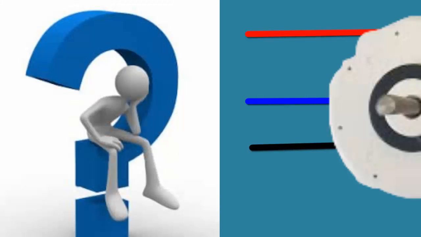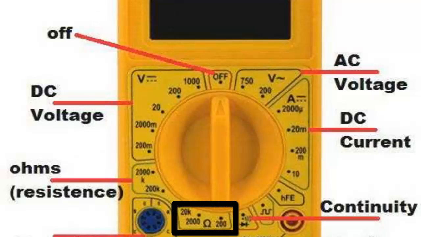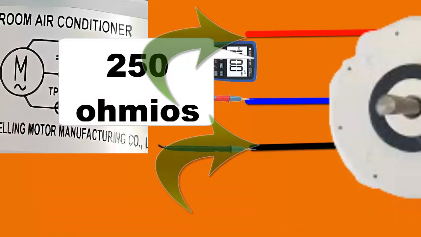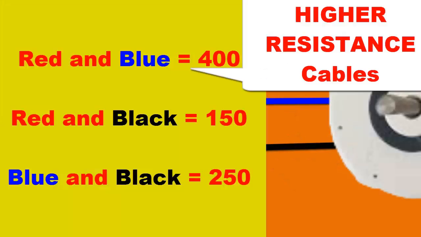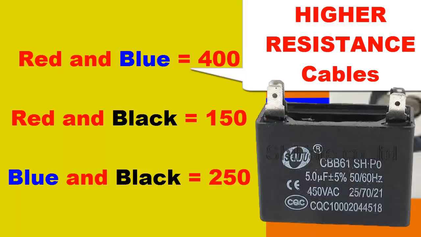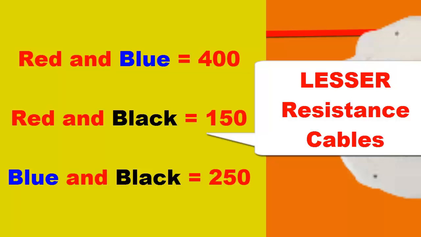To identify the cables of any fan and use the diagram, the following procedure should be followed. 2. Using a multimeter on the ohm scale, measure all electrical resistances between two cables. 3. The pair of cables with the highest resistance is considered the cables to connect the motor capacitor. 4. The pair of cables with the lowest resistance is identified as the line cable and the neutral cable.